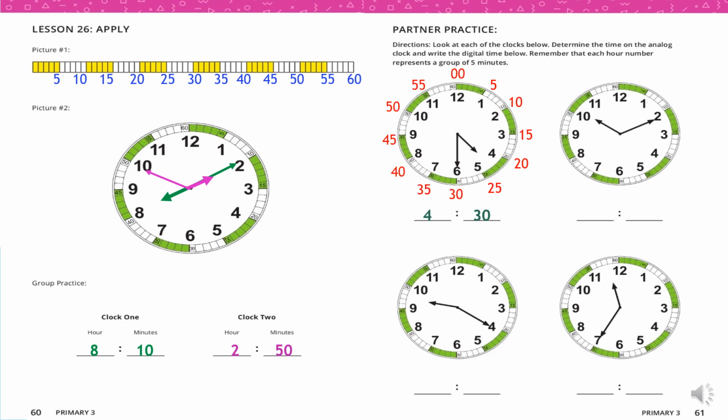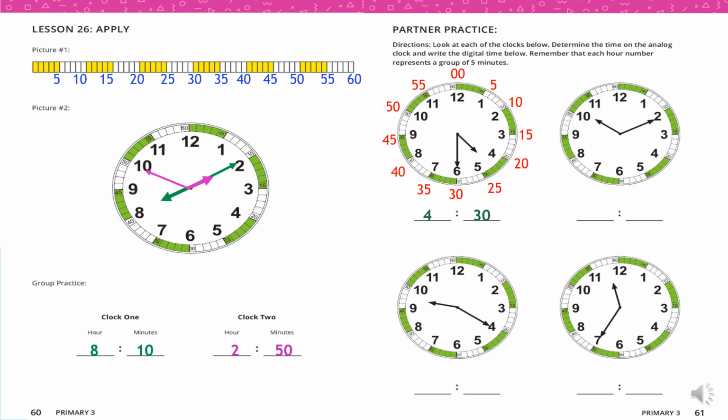And the long hand is referring to 6. We will write 6 in minutes? No. We will count 5, 10, 15, 20, 25, 30. When we reach 6, it tells me 30. So we will write in minutes 30. And we can read it as 4:30. Another example.